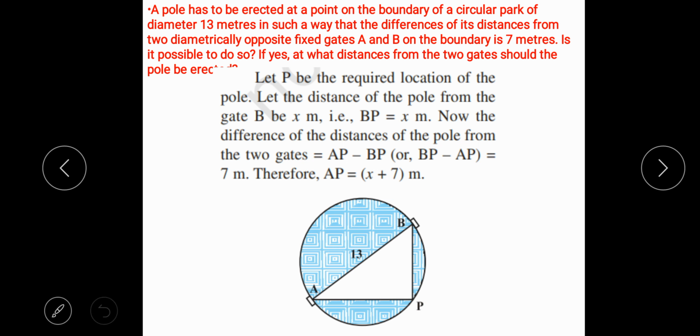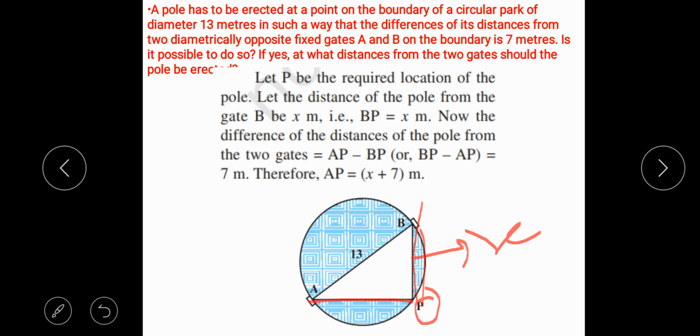Let us consider P is the point where we have to fix the pole, and these are the two distances from the fixed points, PA and PB. Now let us consider the distance PB is x. P is the required location of the pole, and the distance of the pole from B is x meter.